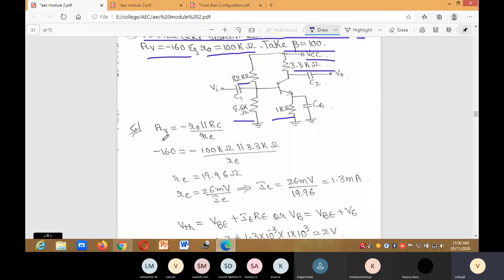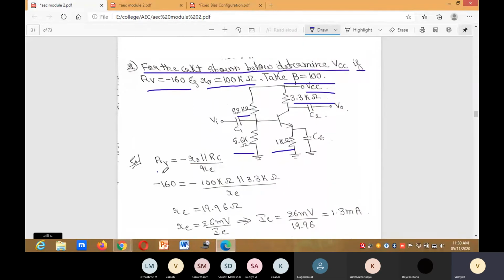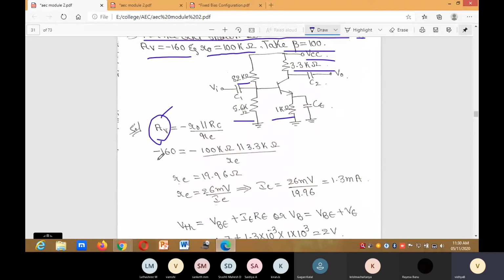AV is equal to, what is the formula for voltage gain? Voltage gain is equal to minus R naught parallel RC divided by RE. We know the voltage gain formula and we know the value of voltage gain. Substitute the voltage gain value: minus 160 is equal to, R naught value is 100 kilo ohm, they have given.